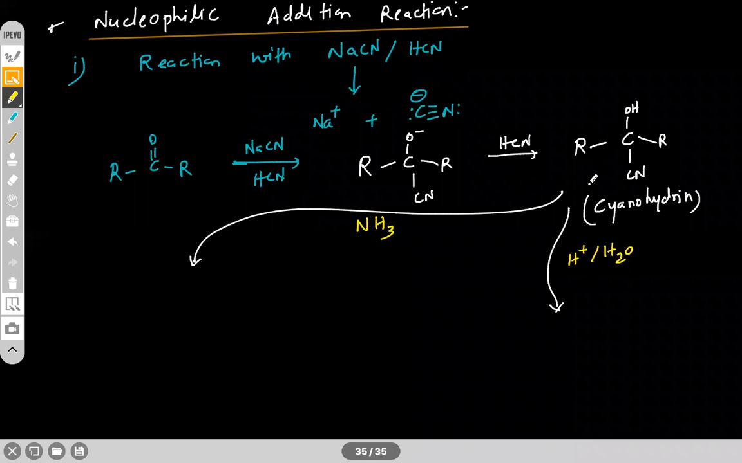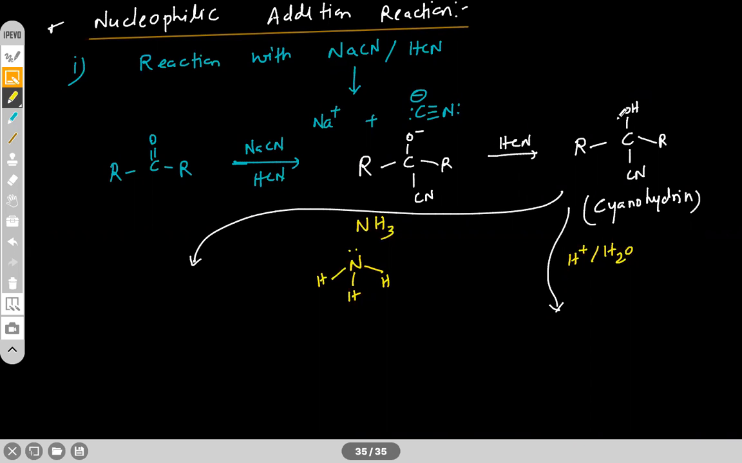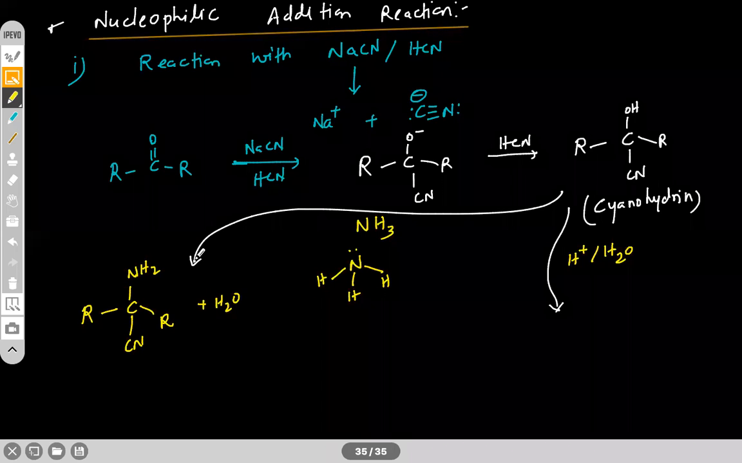So what happens with ammonia? The nitrogen-hydrogen bond is polar in nature. Nitrogen is electronegative also. So this H plus, it can donate to this oxygen, which has a lone pair present on it. So this H plus protonates this hydroxy group, H2O goes out, and then R with carbon here, NH2 gets attached on top, CN and the other alkyl group will be as it is, plus H2O goes out. With ammonia, this reaction takes place.